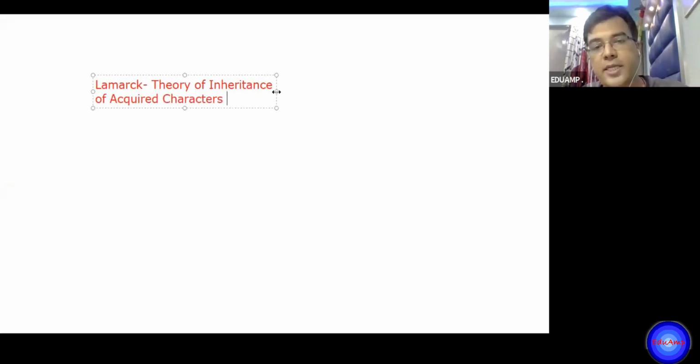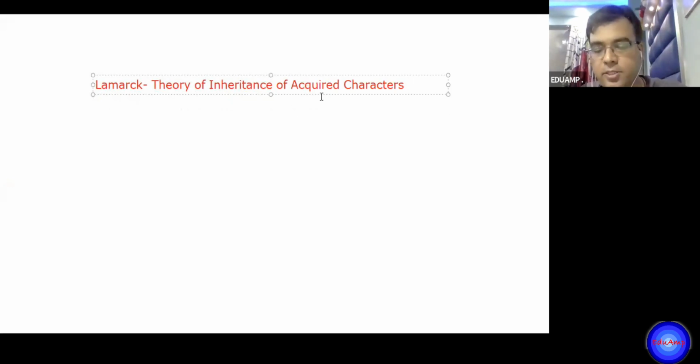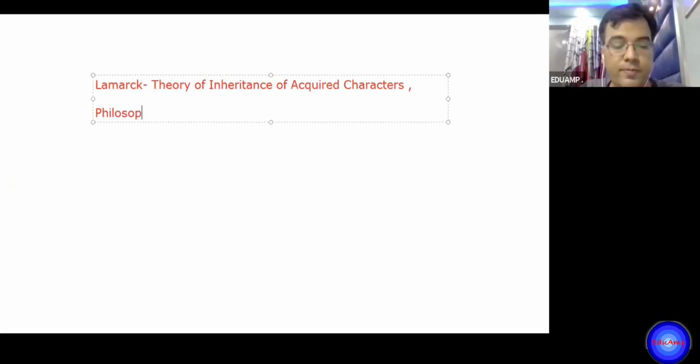There was a question once in the NEET examination, in which book Lamarck mentioned the theory of inheritance of acquired characters. The name of this book was Philosophie Zoologique. Write it down. This is a very important question. Philosophie Zoologique, and the year in which this was published was 1809.